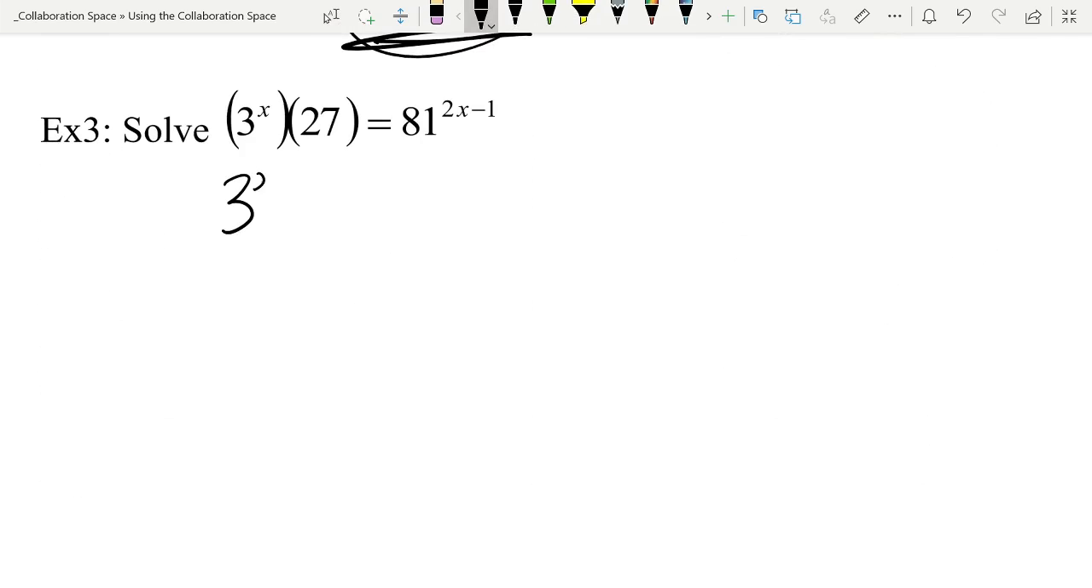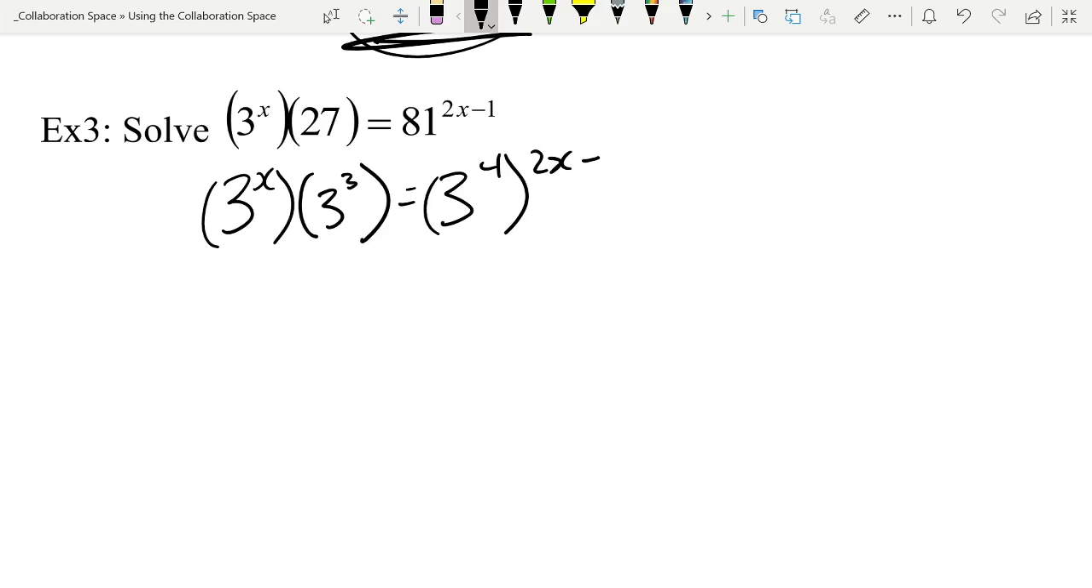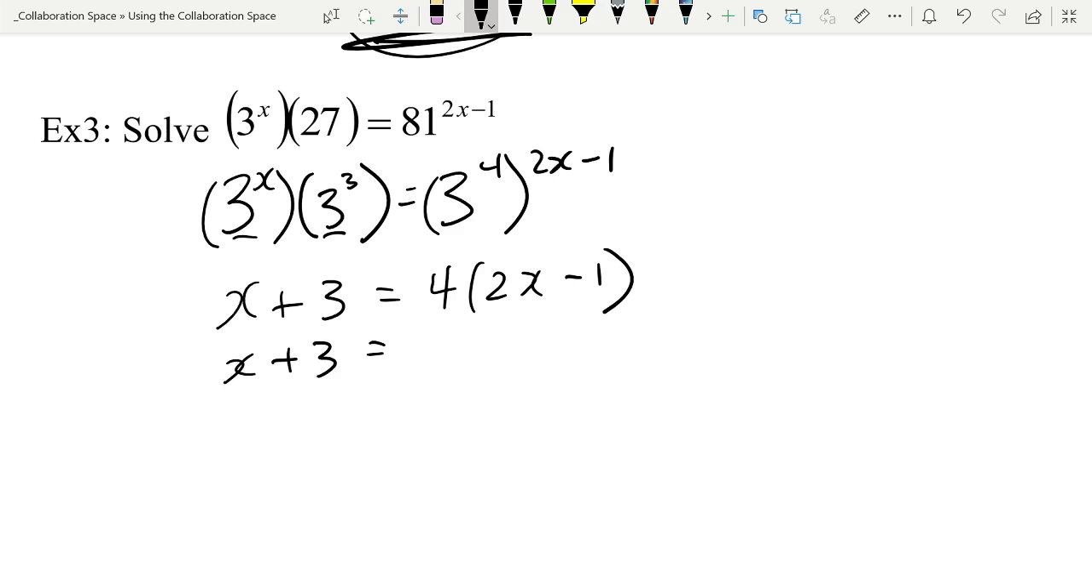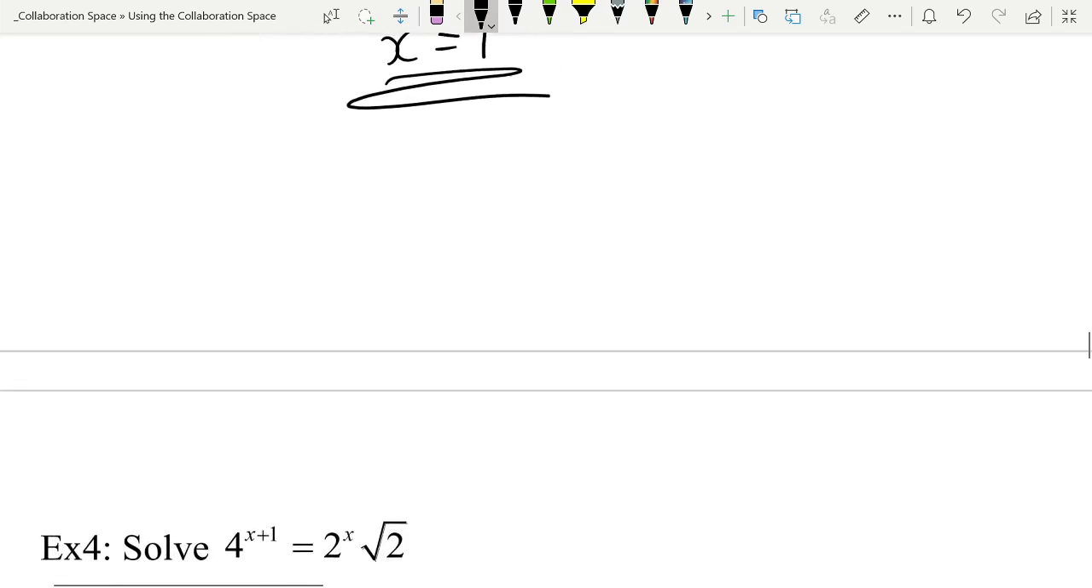This is 3 to the x times 3 to the 3 equals 3 to the 4 to the 2x minus 1. Okay, this tells me, remember that when you're multiplying two powers that have the same base, you add their exponents, and that has to equal that. So let's see, so x plus 3 is equal to 8x minus 4. Minus x from both sides, add 4 to both sides, and x is 1. Feel free to run a check on that, but I'm pretty sure we got it.